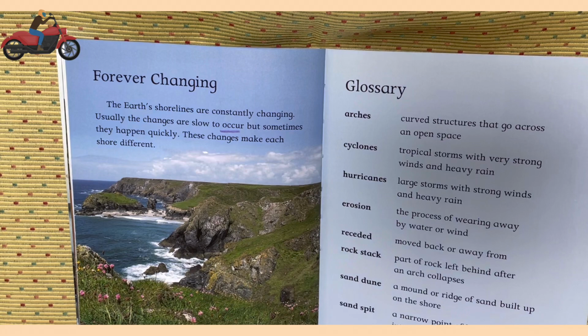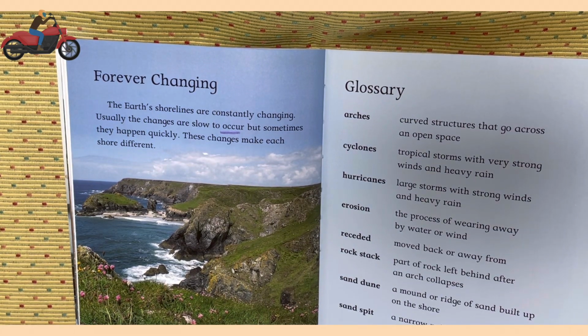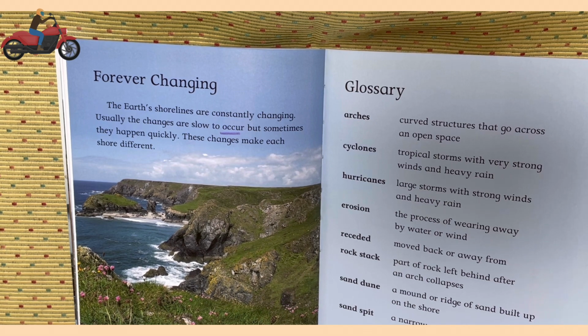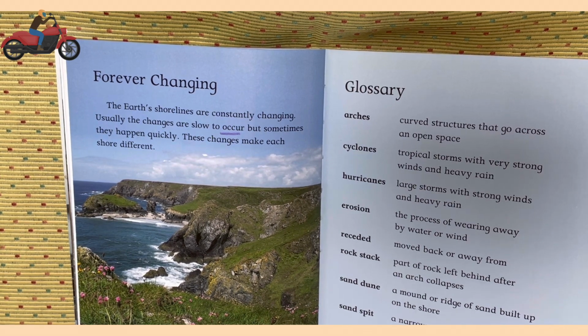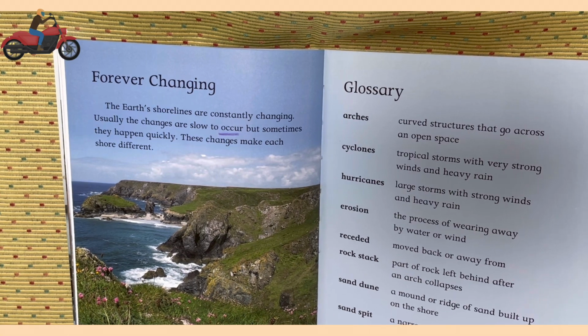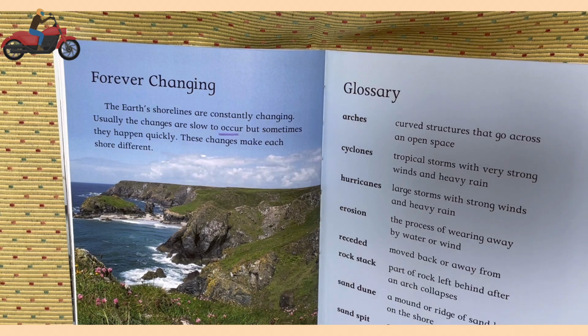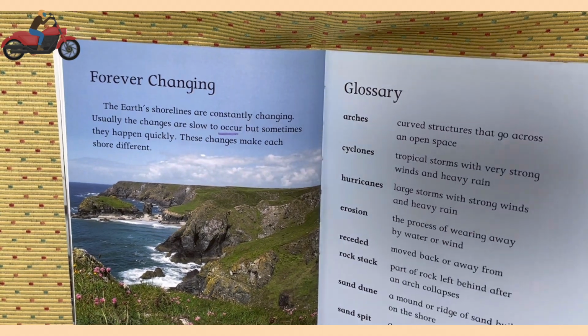Forever changing. The Earth's shorelines are constantly changing. Usually the changes are slow to occur, but sometimes they happen quickly. These changes make each shore different. The end. Oh, glossary. Let's check out the glossary.